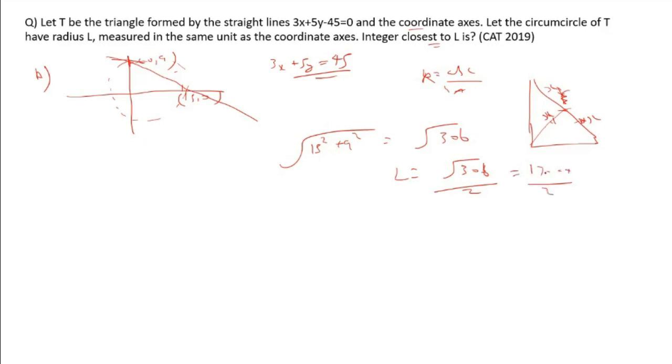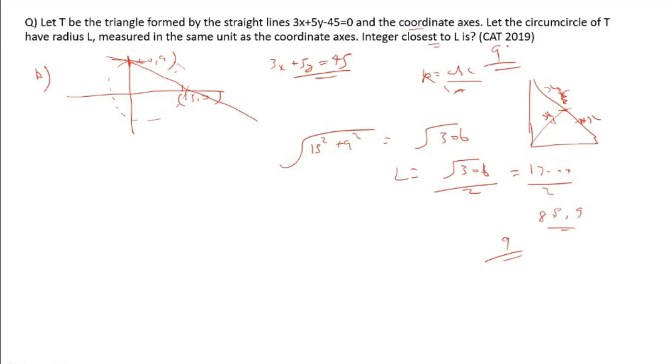But this will clearly be somewhere between 8.5 and 9, right? Because 17 itself is 8.5 and 18 would have been 9. So this number would be somewhere between 8.5 to 9. In either case, the integer closest to L will be 9. So that is the answer, 9. That's it. Simple distance formula question, nothing else.